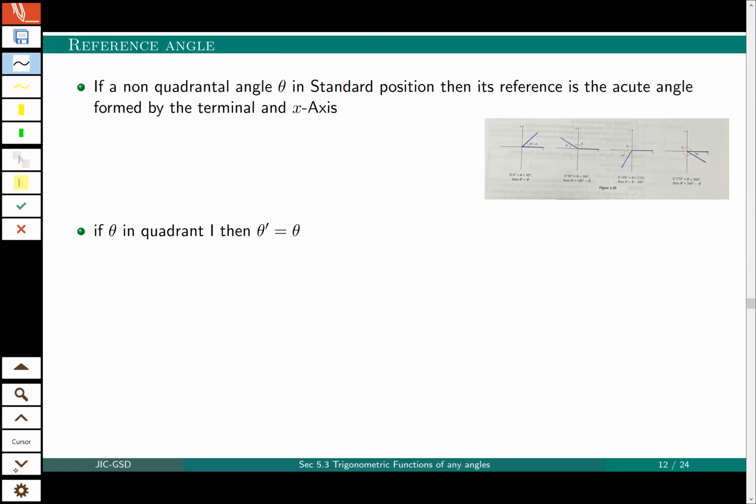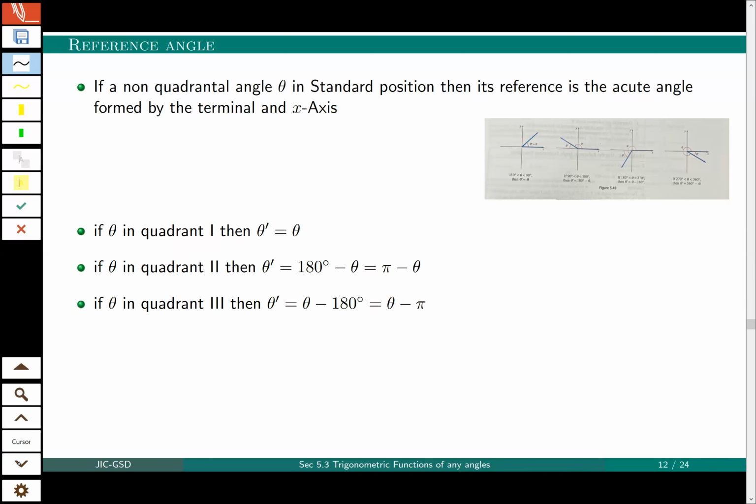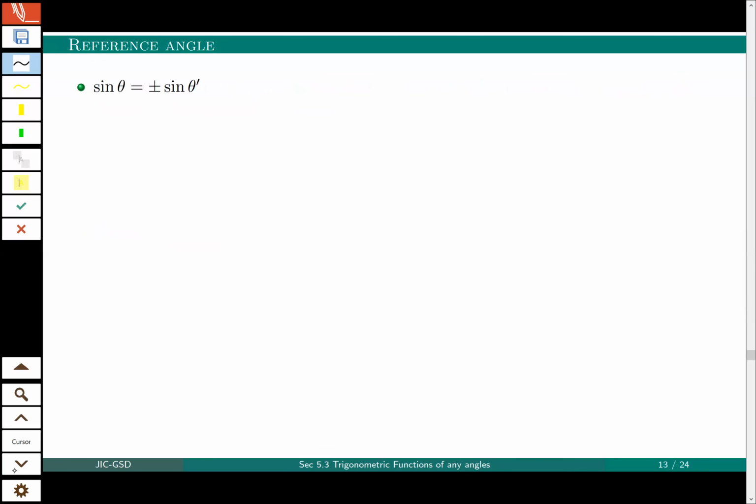Reference angle theorem says what? This is a summary of what we said. Sine of the angle is equal to plus or minus sine of the reference. Cosine is plus or minus cosine of the reference. Tan is plus or minus tan of the reference.